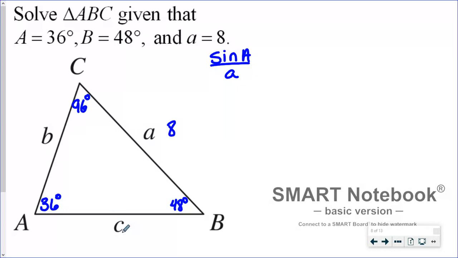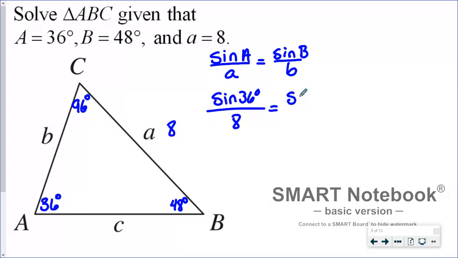All right, now it doesn't matter whether we find B or C first. I like to go in alphabetical order, so I'll just say that it equals sine of B over B. So now I can just fill this in. My angle A is 36 degrees, my side A is 8, my angle B is 48 degrees, and I don't know my side B.